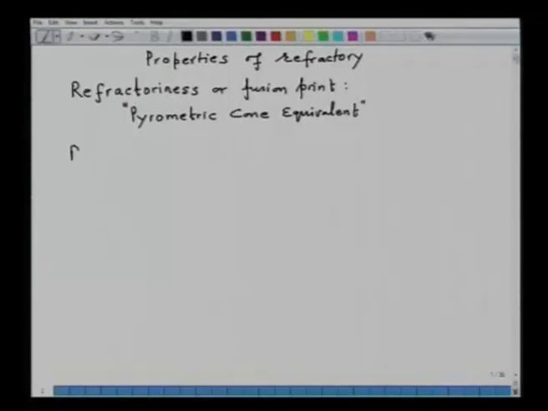Another important property is the refractoriness under load. In a short form, it is called RUL. That is, here it is the temperature at which the refractory begins to fuse under a certain specified load. That is, a certain amount of load is applied on the refractory, and then the refractory material is heated, and the point at which it just begins to fuse, that is the refractoriness under load.